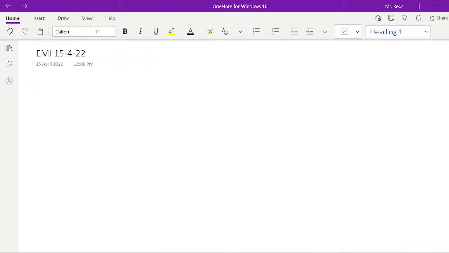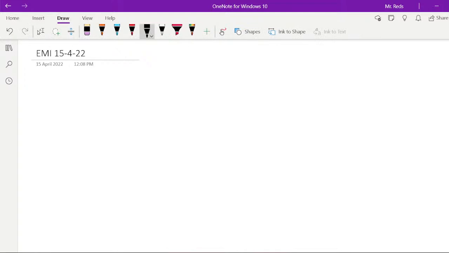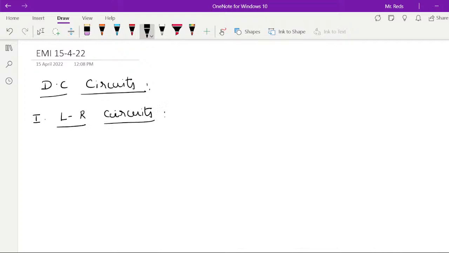DC circuits. You can note down the subheading: DC circuits. Here we come across two kinds of DC circuits: LR circuits and CR circuits. First we consider LR circuits. LR circuits specifically mean inductive and resistive circuits, or inductor resistor circuits.